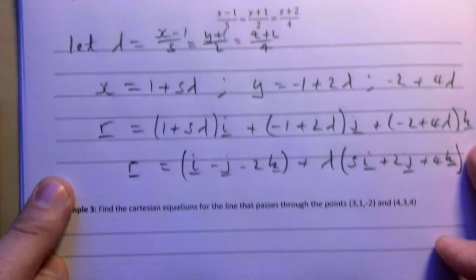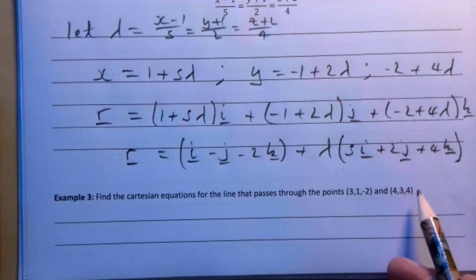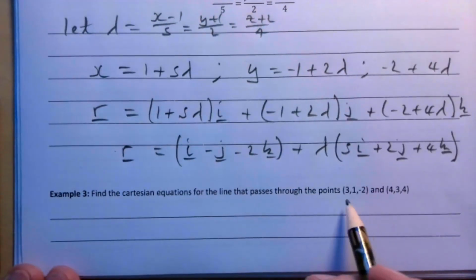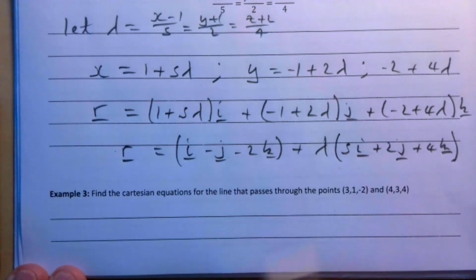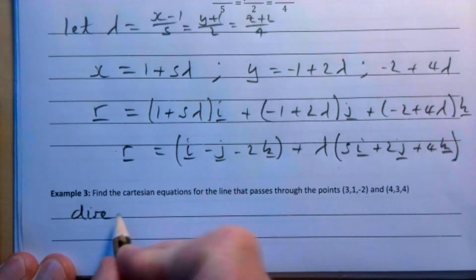Example 3 just about fits in at the bottom here. I wonder if we have more space on the other side. We'll maybe make a start on this side and then go over. Find the Cartesian equations of the line that passes through the points 3, 1, minus 2 and 4, 3, 4. We want effectively to get our vector equation of that line first of all. So we need the direction vector, so we can do this on this page and I'll go over the other side.